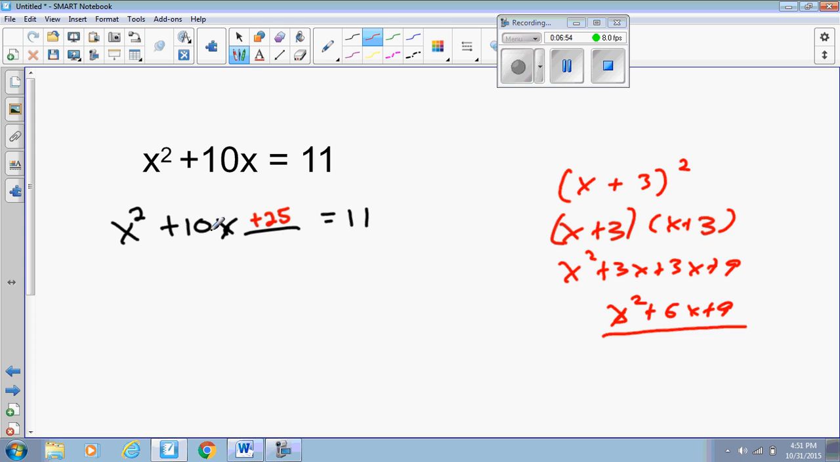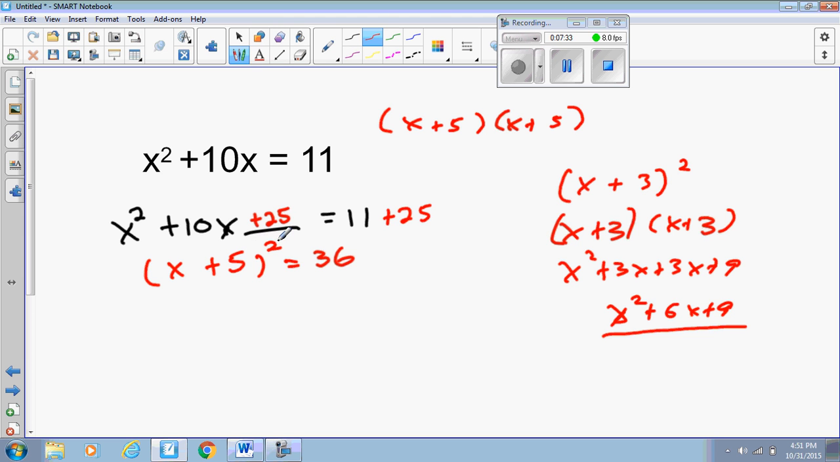But I've added 25 to the left side of the equation, which means to remain equal, I have to add 25 to this side of the equation. So now I would have, this can be factored, equals 36. I don't need to go through all the procedures of factoring, saying x and x and numbers that multiply to 25 and add to 10. It's going to be 5 and 5. But I don't even need to do that because I know I selected this number so that this would be a perfect square, and half of this number is what will always go here.